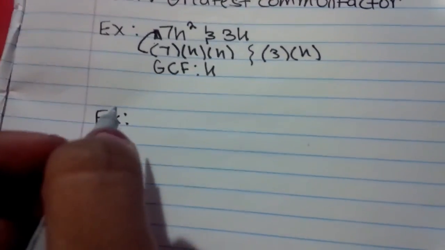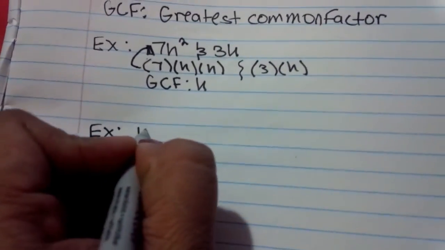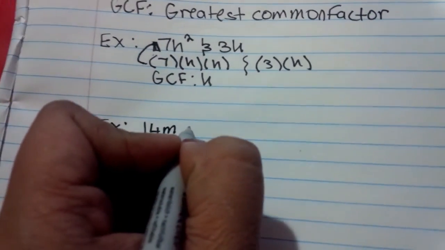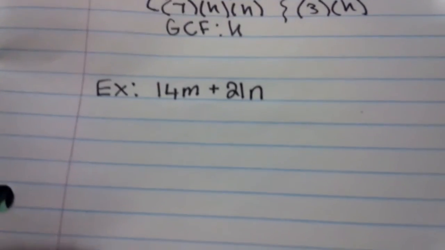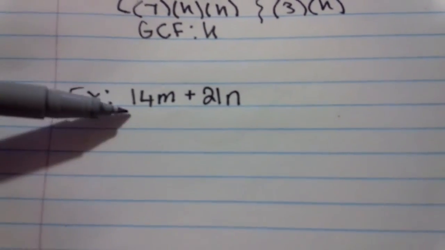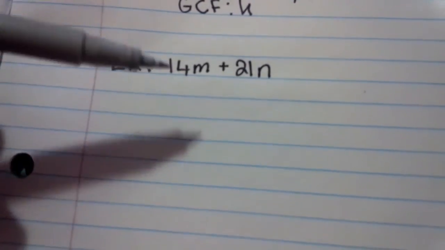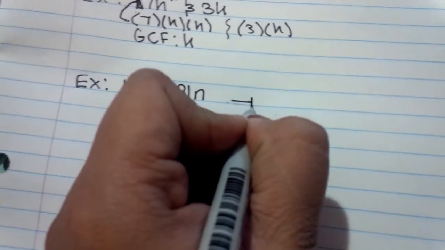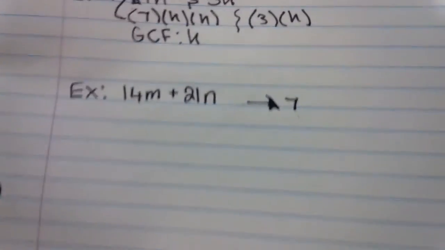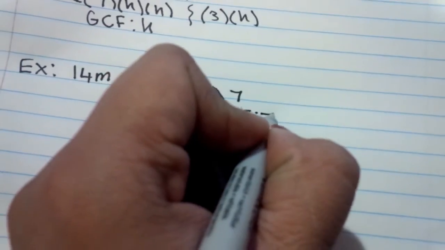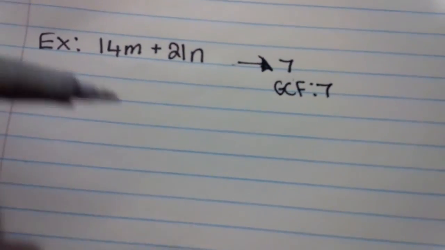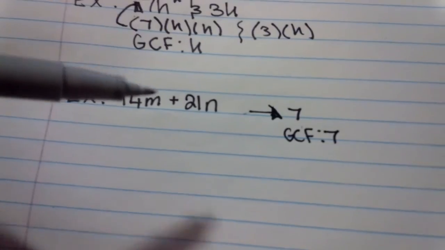So let's do 14m plus 21n. Okay, so let's see. What are the factors of 14 and 21 that multiply to give you 14 and that multiply to give you 21? And the only one I think that I know is 7, right? So we can say that our GCF is 7.